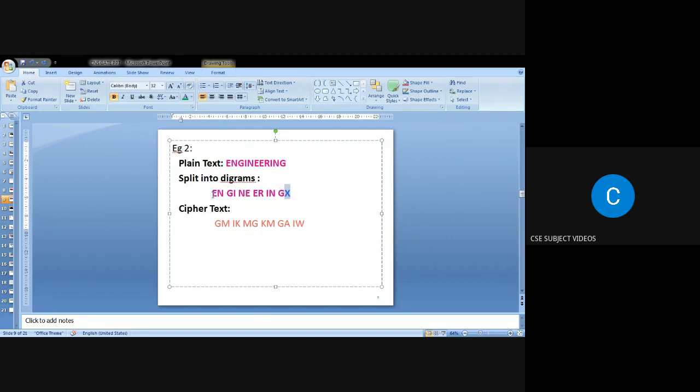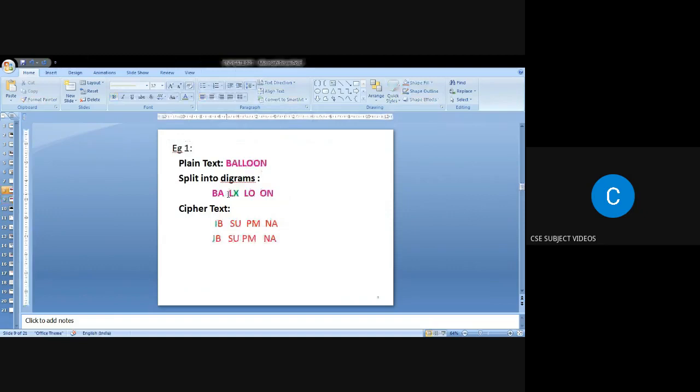Next, we can go with the same key, monarchy, and the same matrix. So now E and N.